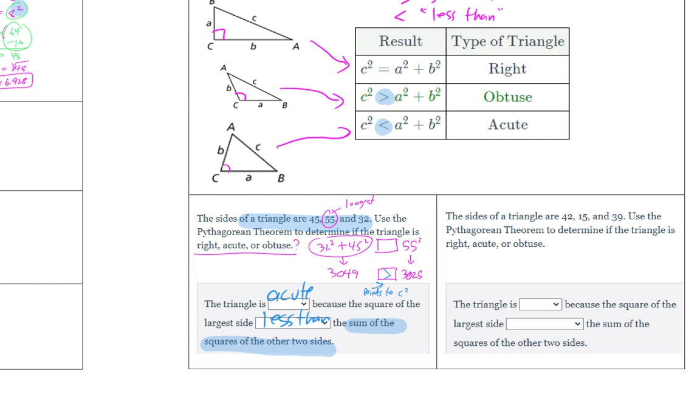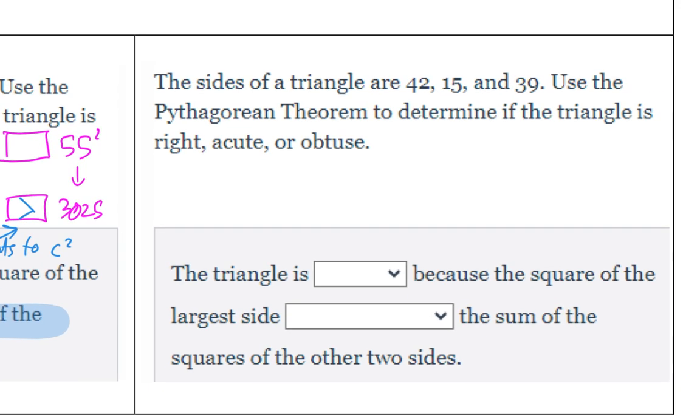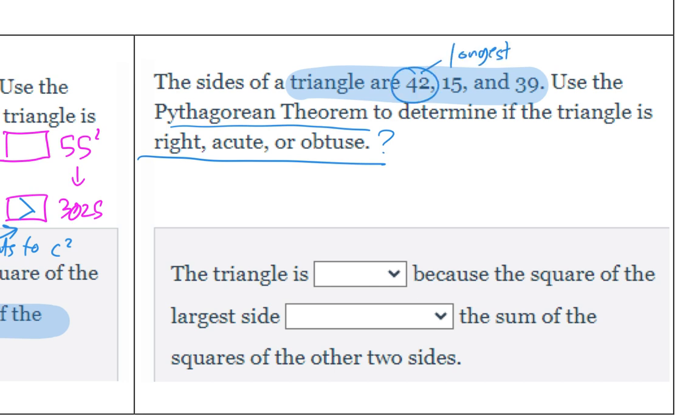Okay, so let's take a look at this other example. See if you can set this one up. It says the sides of a triangle are 45, 42, 15, and 39. Use the Pythagorean theorem to determine if it's right, acute, or obtuse. Which one is the longest? That would be the longest. So let's set it up. We would compare 42 squared to 15 squared plus 39 squared. If we put 15 squared plus 39 squared into our calculator, that's going to give us 1746. If we put 42 squared into our calculator, that's going to give us 1764.